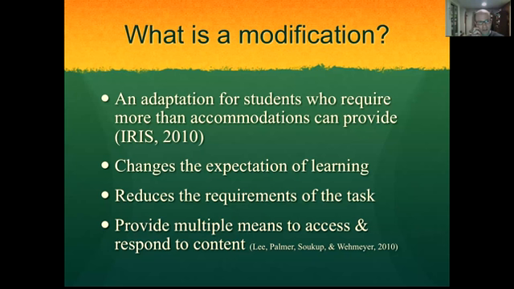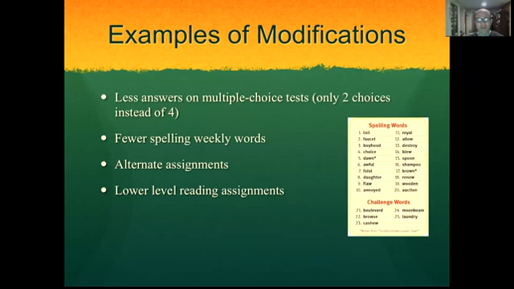So you still want there to be some of the same content, but you have to think about different ways that student can access that content and also respond to it, because you still want there to be academic learning there, but it may have to be on a different level. Some examples of modifications. One that I've used in the past has been fewer answers on a multiple choice test, perhaps only having 2 choices instead of 4 for a student who becomes overwhelmed by having those 4 choices and isn't able to narrow them down.